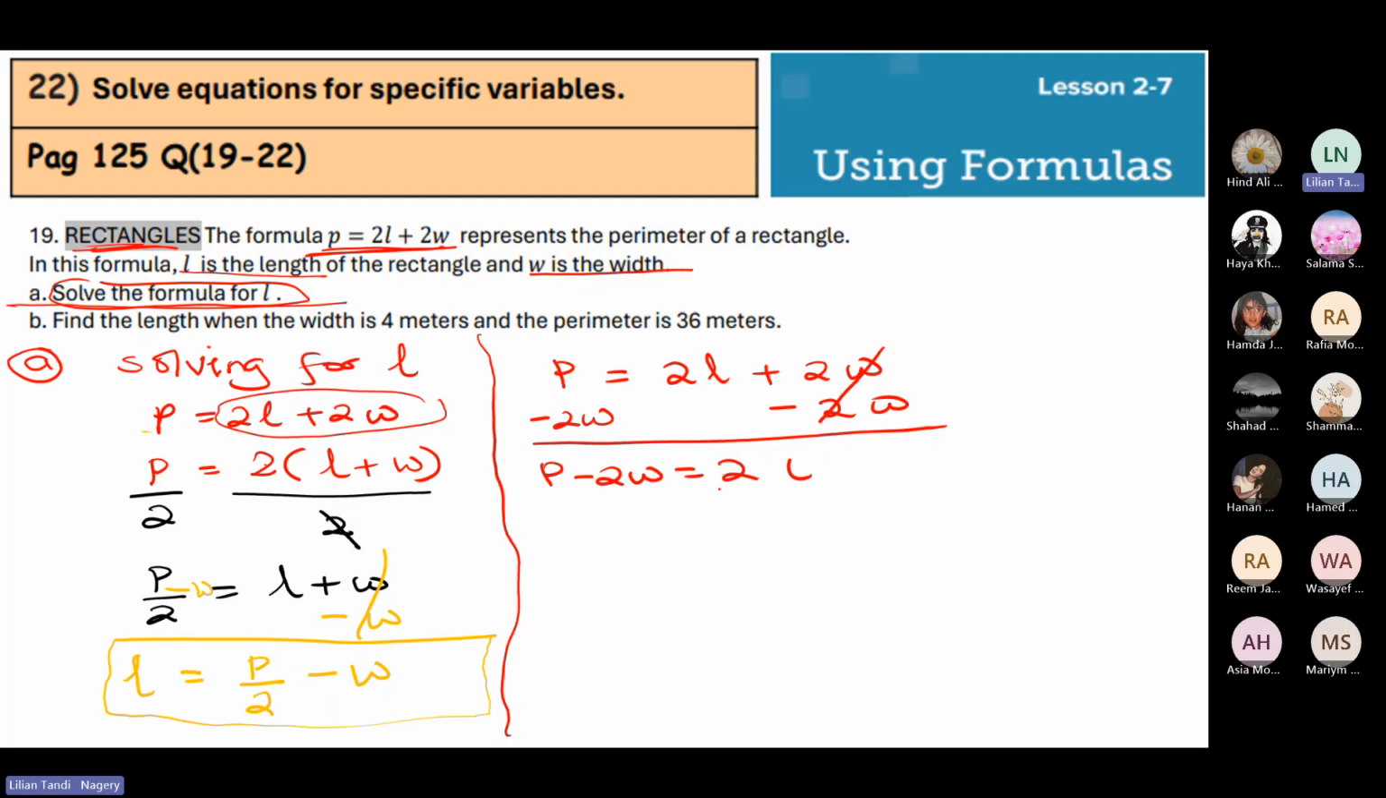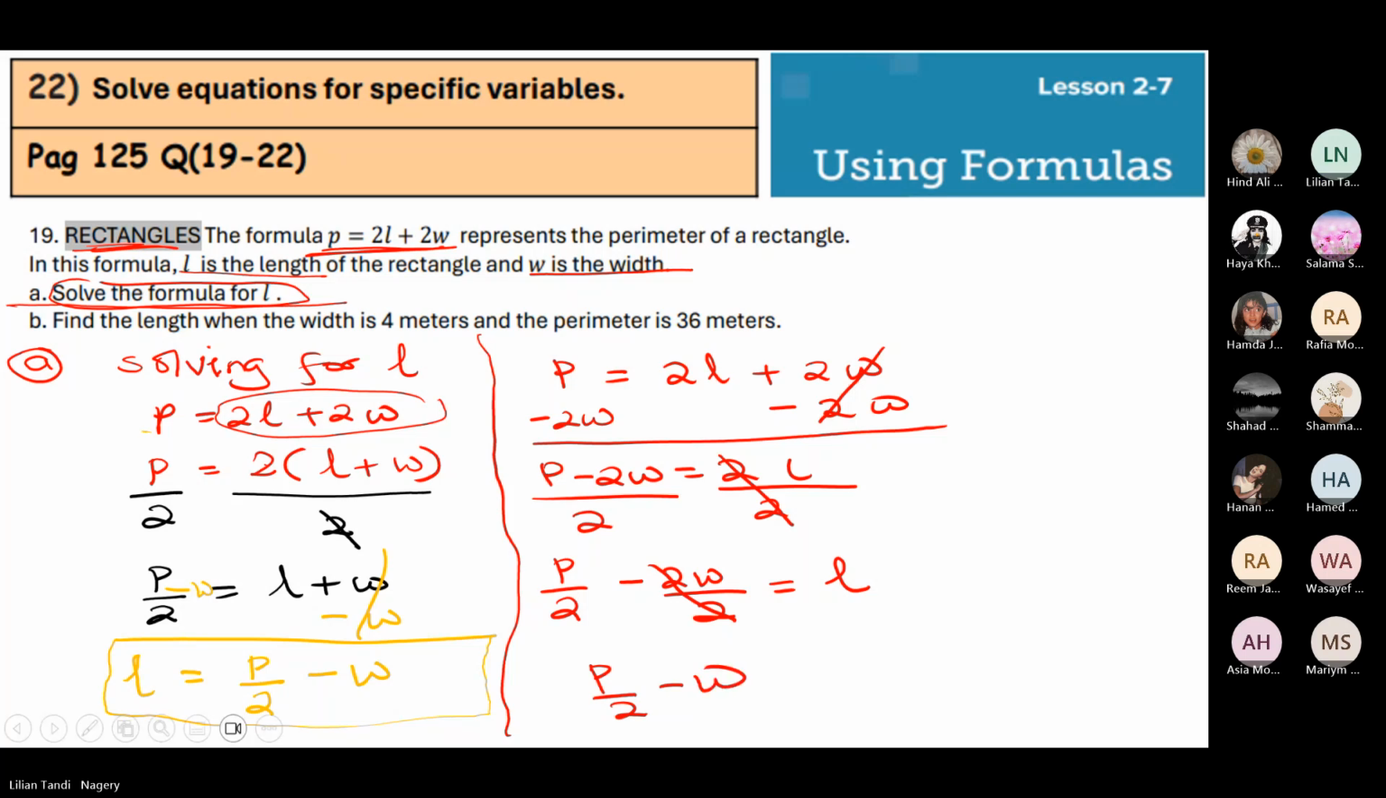Then you can taksim with 2. We can taksim with 2. This goes away. So look, this means P over 2 minus 2W over 2. So this goes away. Do you see that? Yes. So now your answer is P over 2 minus W, like me. If I do this or this, it's correct, yes? Yes. But here, don't make 1, 1, 2. Make 2 2s, like this. Make 2 2s. Okay? Yes, okay.